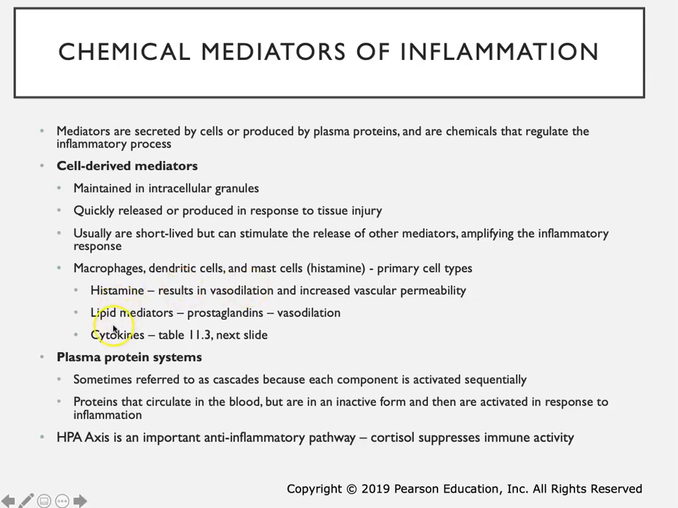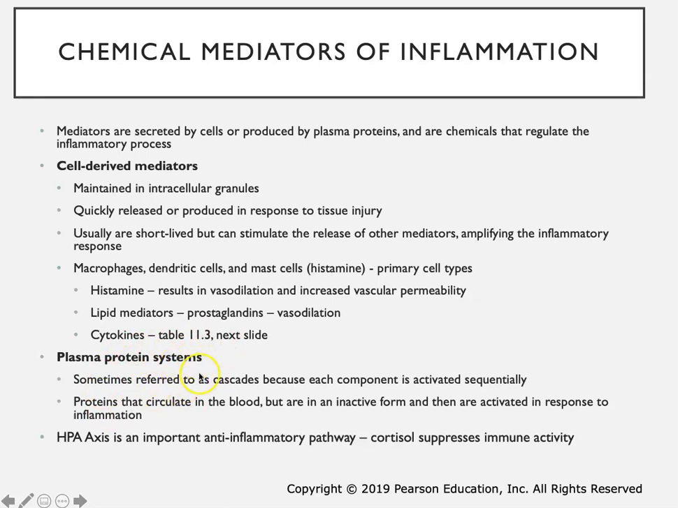An example of a lipid mediator, which again comes from a cell, is prostaglandins. Those are also involved in vasodilation, okay? Some examples of cytokines will be shown on the next slide in table 11.3, so I'll talk about them in a second.